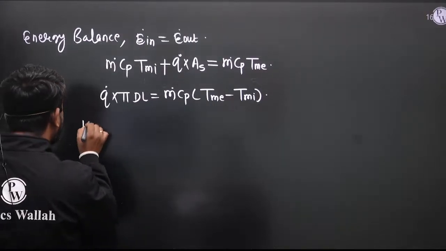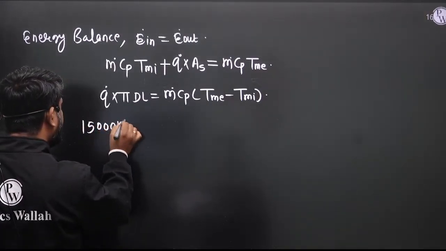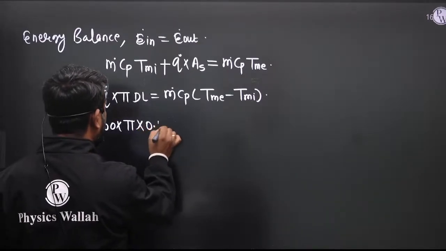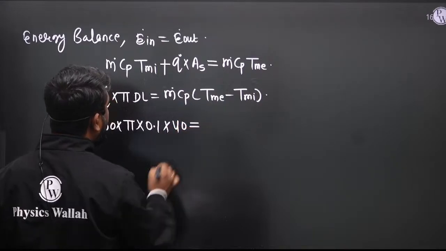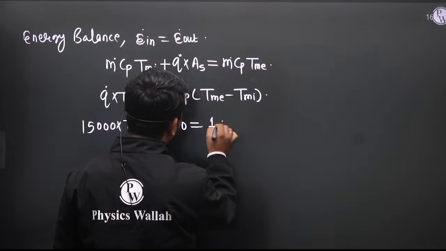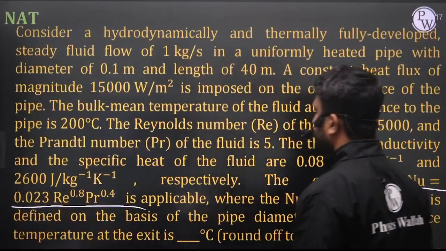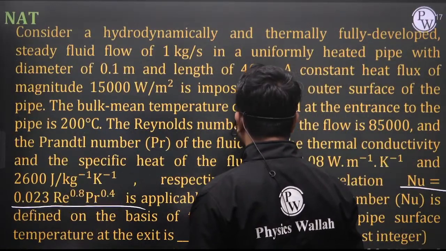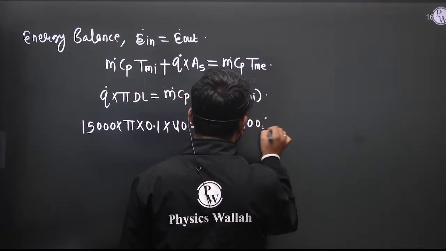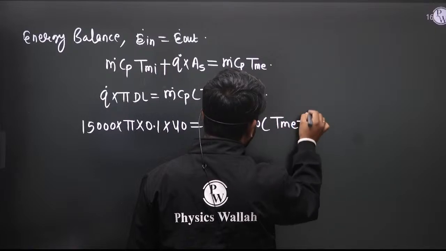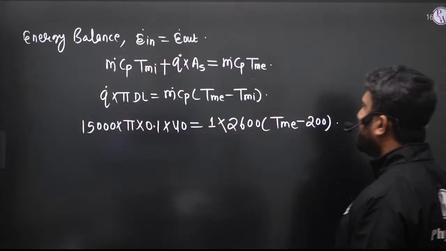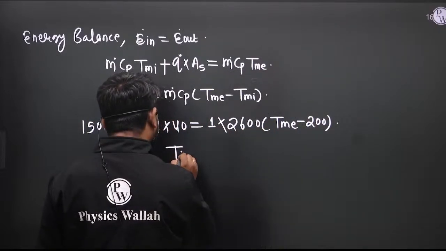So q dot is 15,000, pi into diameter, which is 0.1, into 40. Mass flow rate is also mentioned, that is 1 kg per second. Specific heat is 2600 joule per kg Kelvin. Tme is unknown, and Tmi is 200. Correct? Tmi is 200. Now can anyone tell me what is the Tme?